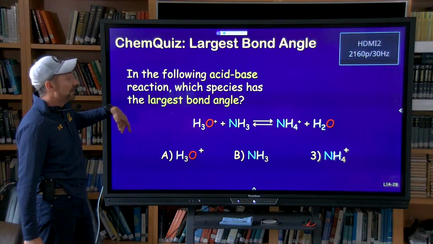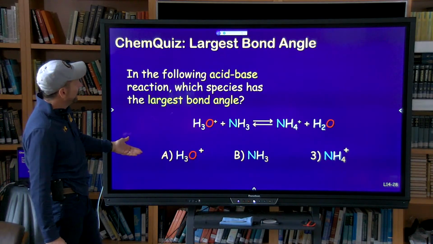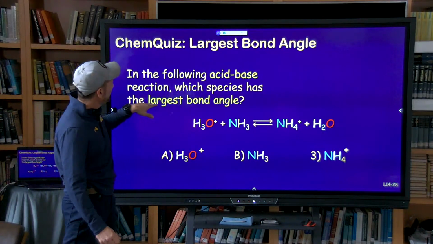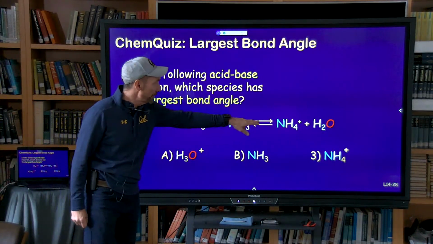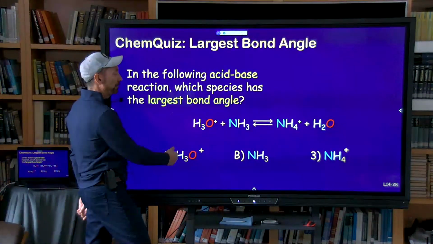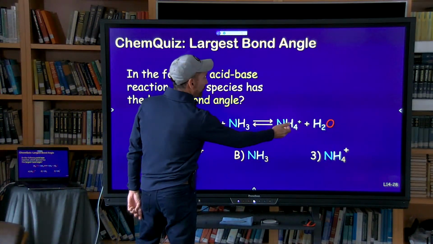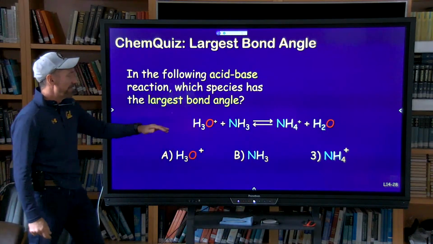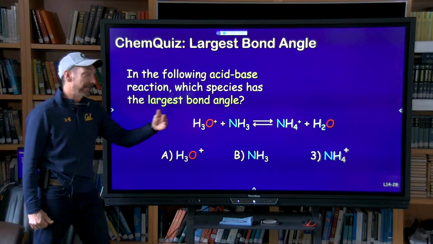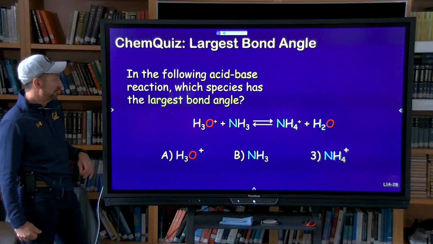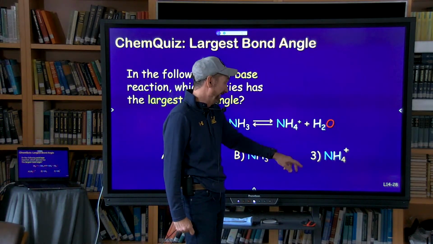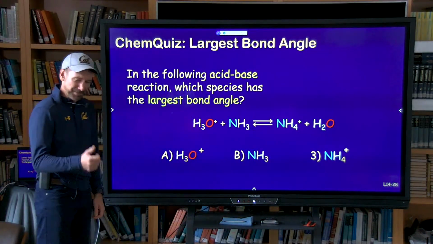So we'll talk through this one together. In the following acid-base reaction, which species has the largest bond angle? So I have H3O+, NH3, NH4+, and H2O. And this is an acid-base reaction, which we're going to talk about again in a week or two, and you can choose A, B, or 3, apparently. Where's my 3?